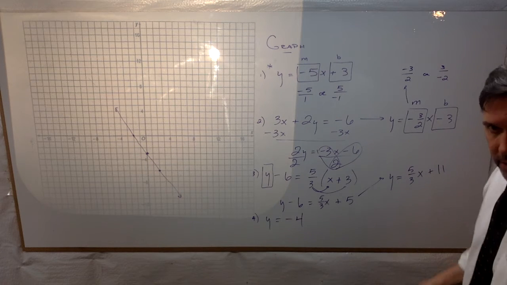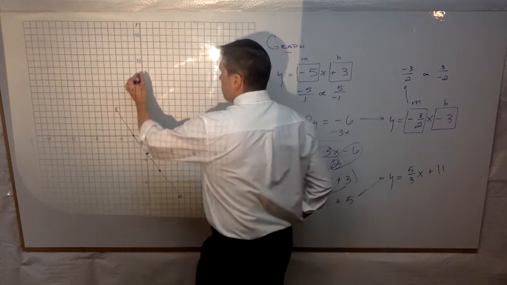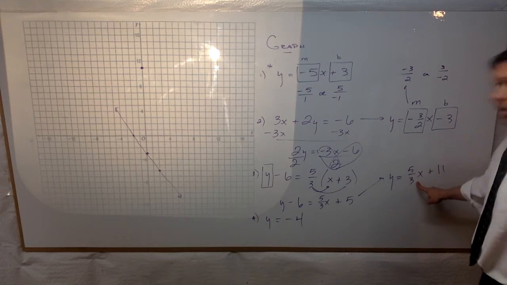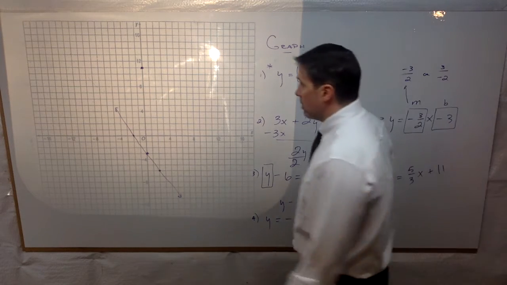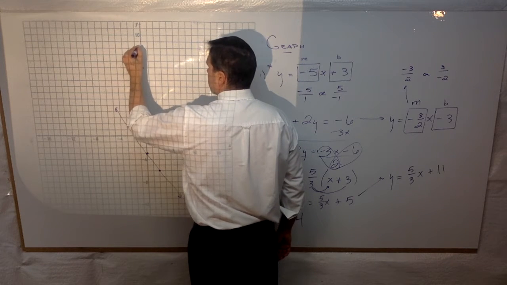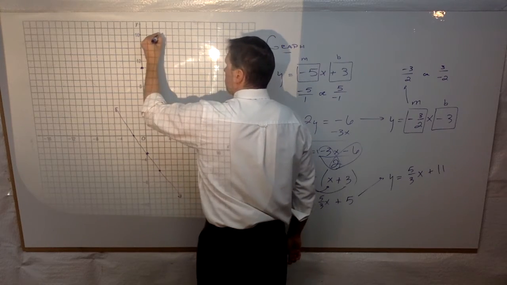Now that's in slope-intercept form, we can see the y-intercept. I think we're okay just using this. It is up here at 0, 11. And then we count out a slope of 5/3, which means from here we go up 5, 1, 2, 3, 4, 5, and right 3. There can be a point.